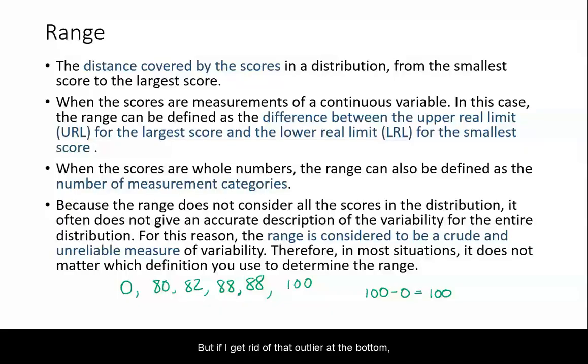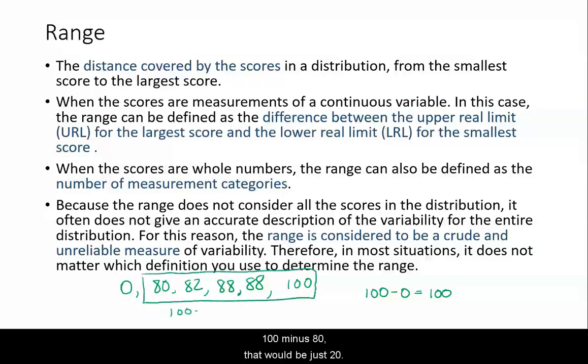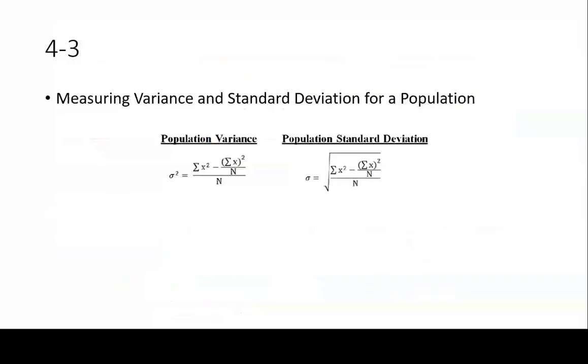But if I get rid of that outlier at the bottom, my range changes a lot, right? 100 minus 80, that would be just 20. So using the actual range really isn't always a good way to describe what a set of numbers looks like. So we're not going to use that very often. All right, so let's look at the two that we are.